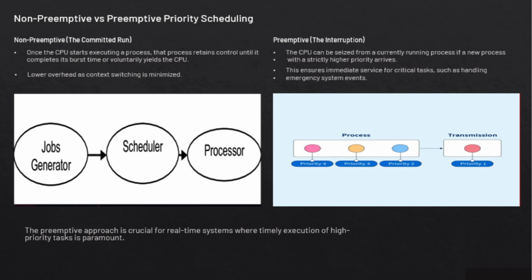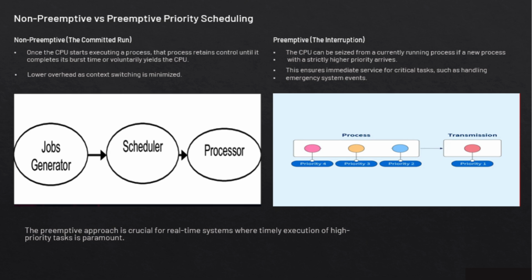In non preemptive scheduling, once a process starts, it keeps running until it finishes, without any interruptions. It's like giving someone a microphone and letting them finish speaking before the next person begins. This reduces context switching overhead.